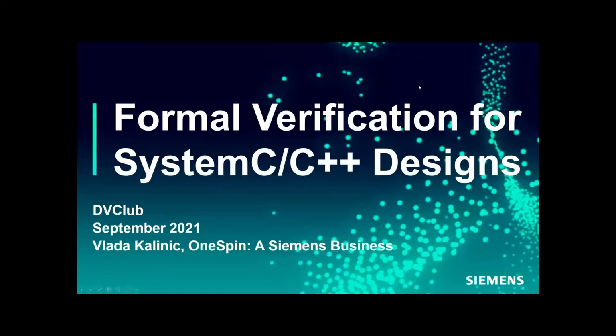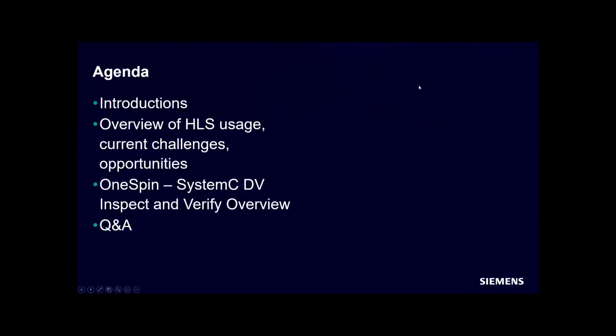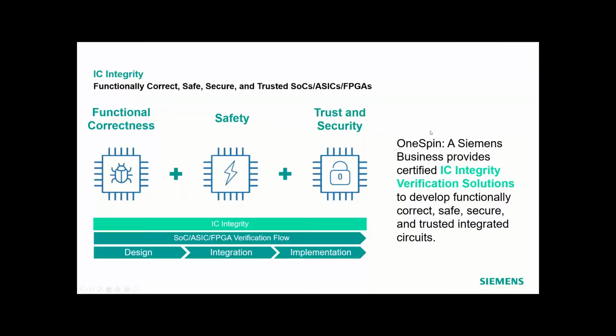Okay, so let's go quickly through the agenda. I will talk about an introduction to OneSpin and then an overview of HLS, so high-level synthesis usage, current challenges in the EDA industry, and what type of opportunities there are. Also, I will talk about the OneSpin solution with the SystemC DV tool, inspect and verify. And at the end, just a Q&A with a summary.